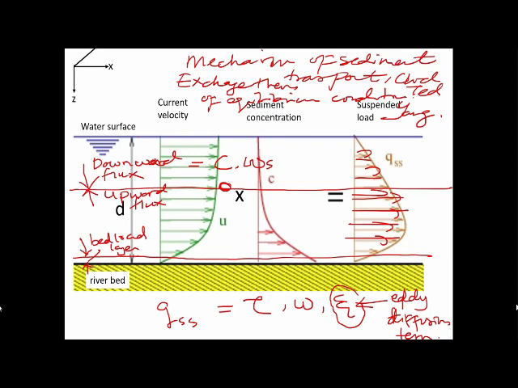Then another one that makes the particles stay is this upward flux. So upward flux ni apa pula? The upward flux ni is something that is related to this eddy diffusivity. So kita ada negative eddy diffusivity multiplied by the concentration gradient over the depth Z.